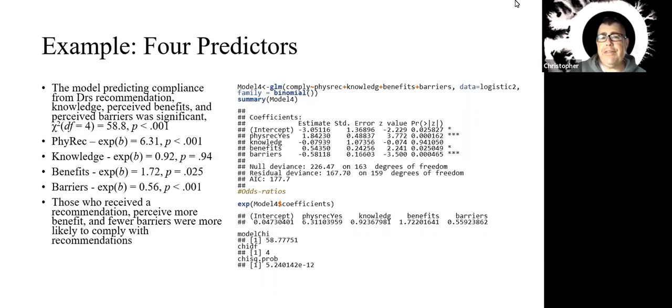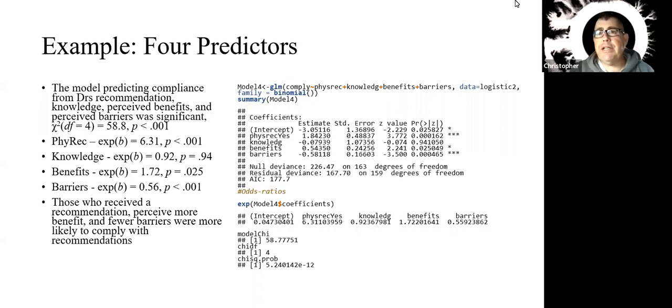And the residual deviance is how well we're predicting if we have all 4 of these predictors in the model. The difference between those 2 values gives us a statistic that's very much like the F model statistic in linear regression. It tells us whether our variables together significantly predict the outcome. In this case, we have a significant chi-square value, so we can say that the model predicting compliance from these 4 variables was significant.